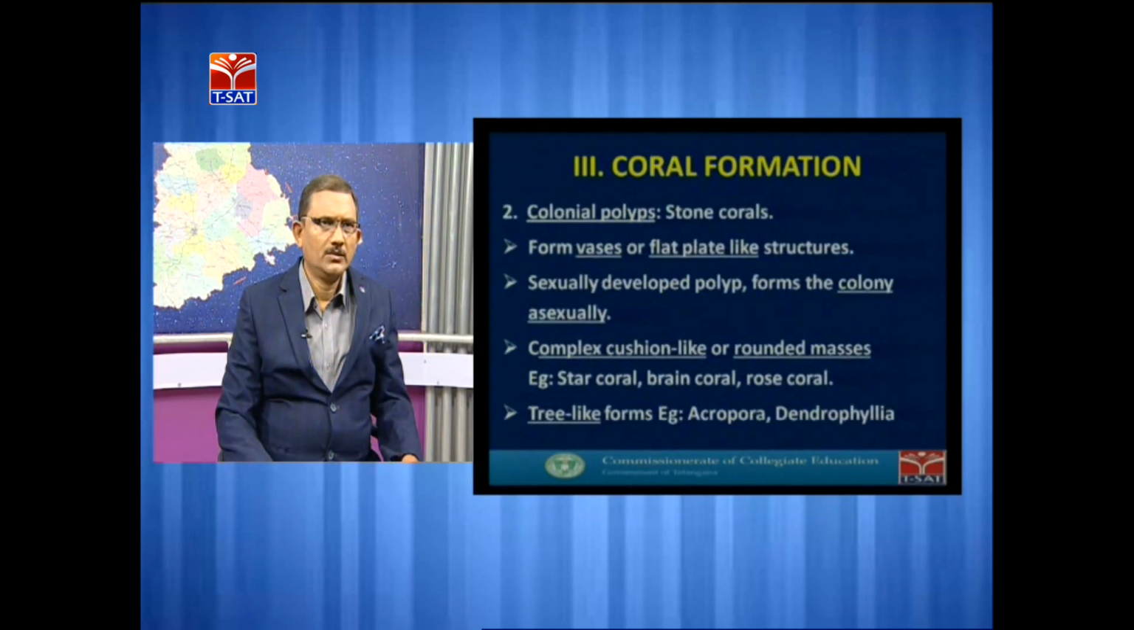The colonial polyps are usually the stone corals. These forms are in the form of flower vases or flat plate-like structures. The polyps, which develop by sexual method, will give rise to a colony by asexual method. Complex cushion-like or rounded masses can be observed in colonial forms. Examples of colonial polyps include star corals, brain coral, rose coral, etc. We can also see the colonial polyps in the form of dendritic or tree-like forms. Examples include acropora and dendrophilia.